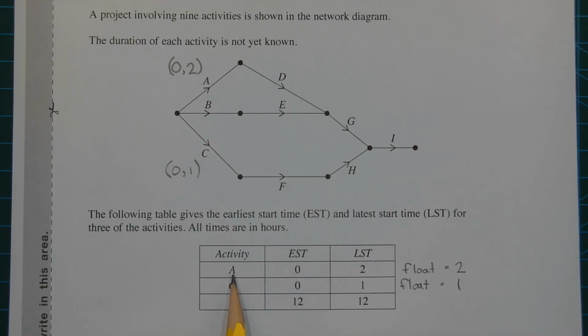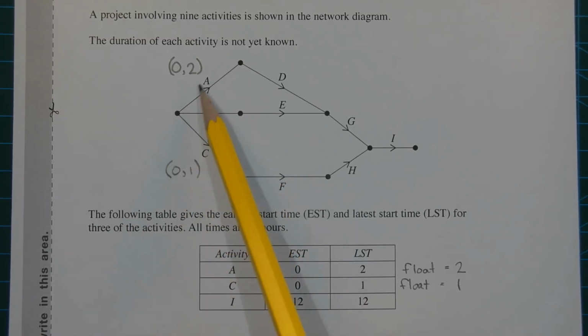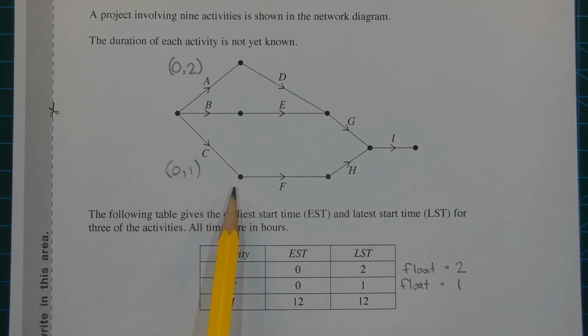The float time for activity A is 2. That's the difference between the LST and the EST. Now the float time for activity C is 1. The difference between 1 and 0. Going back to our network diagram, A is not on the critical path because it has a non-zero float time. Same thing for activity C.